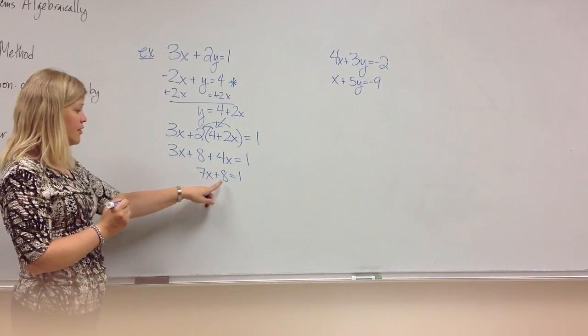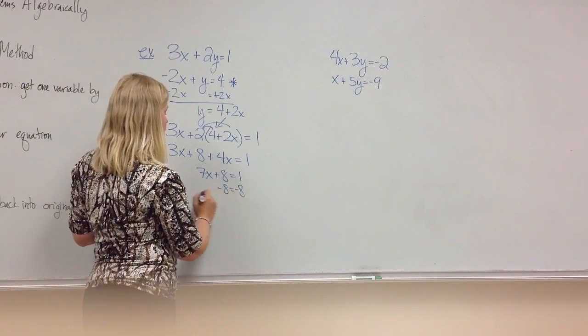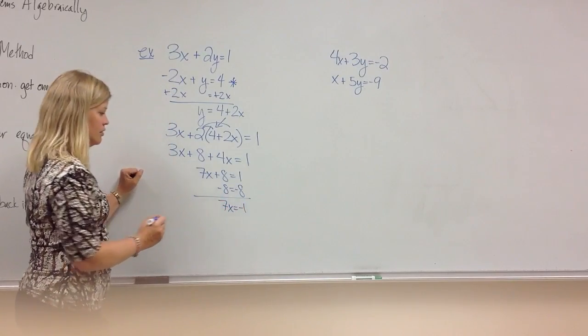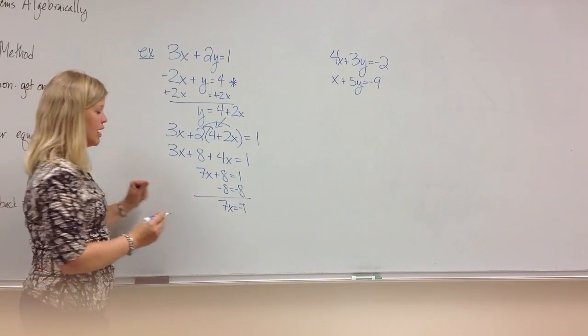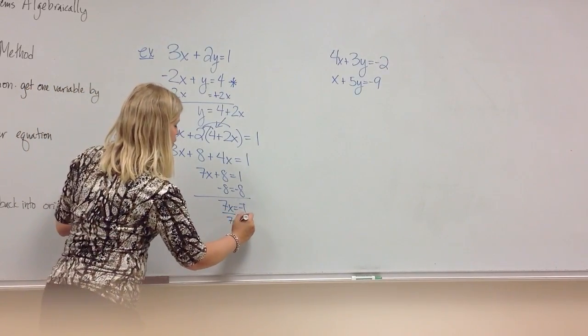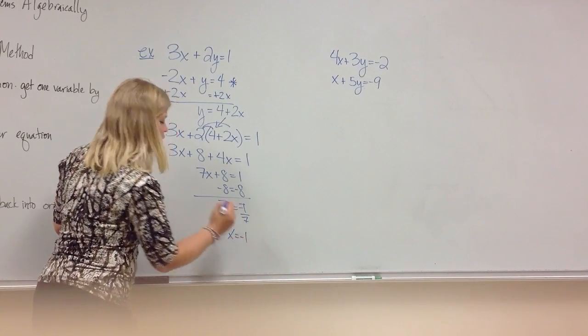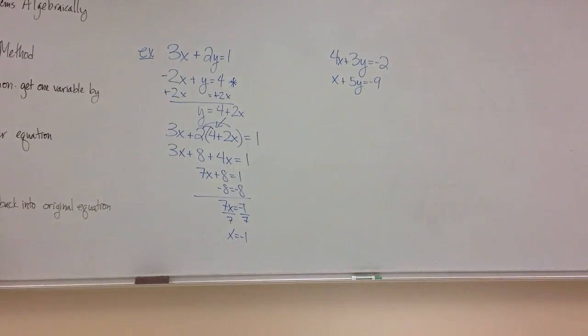Now, do you get rid of the 7 or the 8 first? Hopefully you said the 8, so we subtract 8 from each side. We get 7x equals negative 7. Sorry. What do we have to do to get x by itself? Divide by 7. What is negative 7 divided by 7? Oh, it's negative 1. So we've now solved it like we talked about.